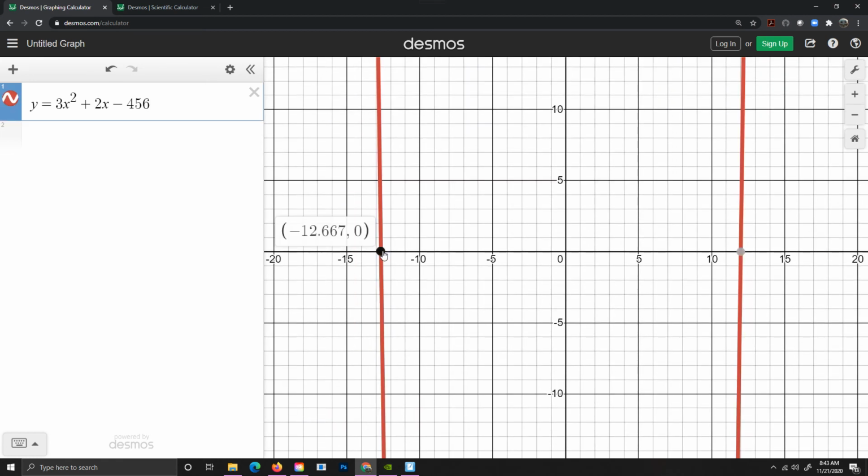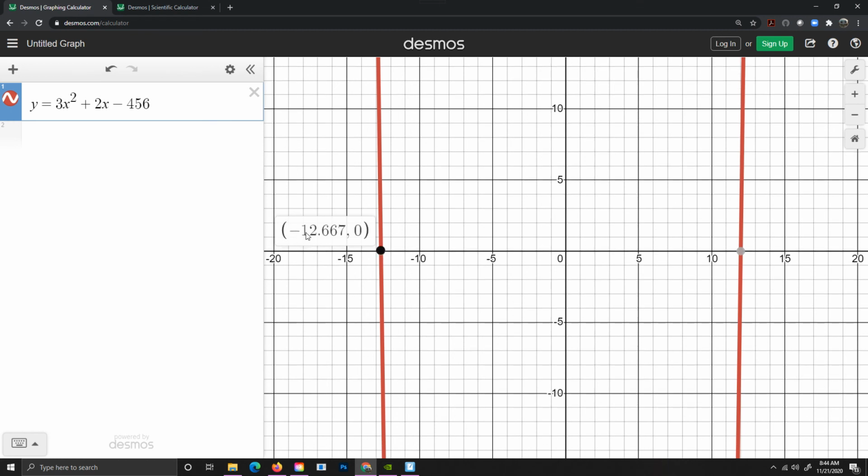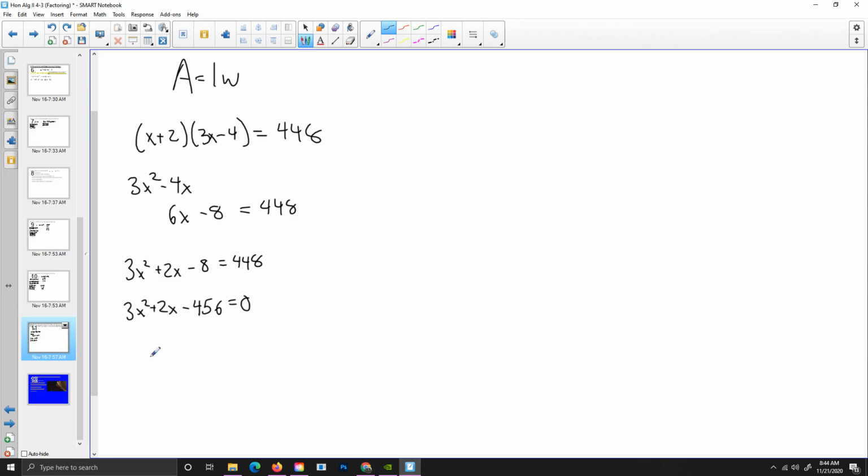Let's find our first one. Negative 12.667, so negative 12 and 2/3 there. And this one is going to be positive 12. So we have two solutions here for this one. We have x equaling negative 12 and 2/3, and we have positive 12.